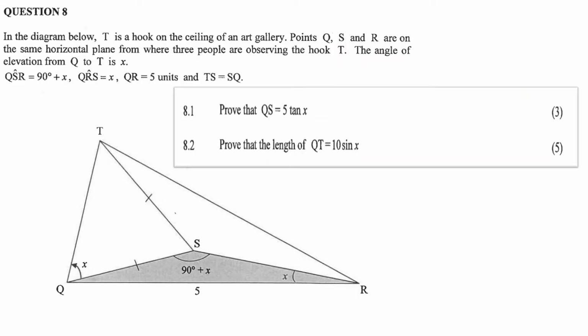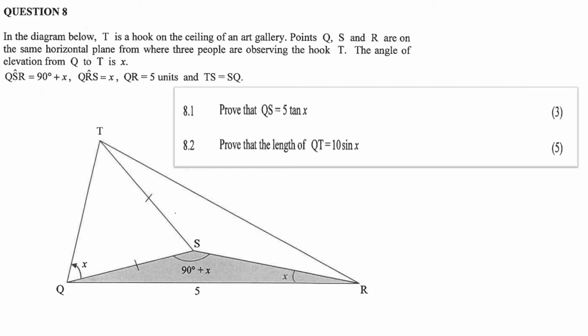Okay, all right, question 8. We are given in the diagram below that T is a hook on the ceiling of an art gallery. We have points Q, S, and R that are on the same plane from where three people will be observing the hook T. The angle of elevation from Q to T is X, and it's indicated in our diagram. Angle QSR is equal to 90 plus X. Angle QRS is equal to X, also shown in the diagram. QR is equal to 5 units and TS is equal to SQ. It's also denoted on the diagram.